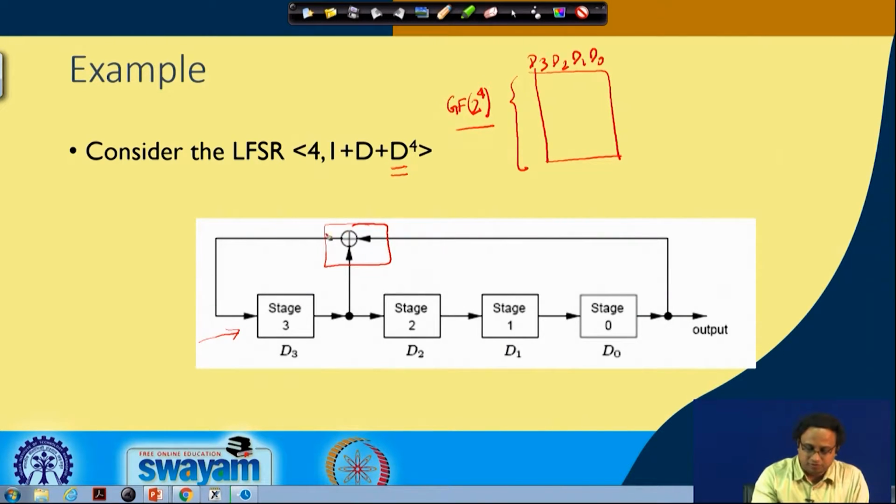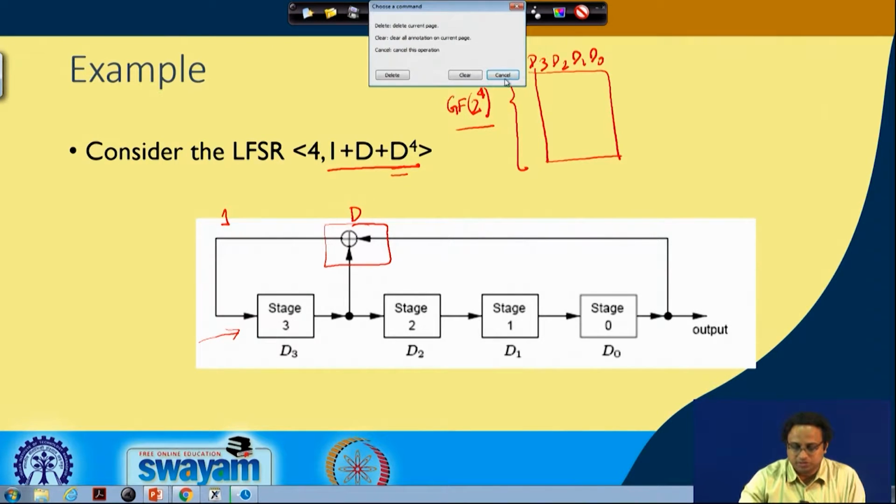In particular, this feedback polynomial is written as 1 plus d to the power of 4 because of this position. So this stands for 1, this position stands for d, and gradually so on. Depending upon the tap position, the degree or the polynomial will change. So in this case, we get 1 plus d plus d to the power of 4, which tells me how the feedback circuit works.